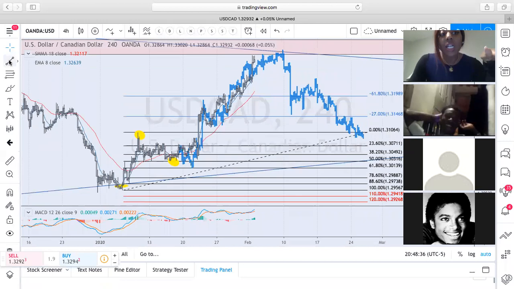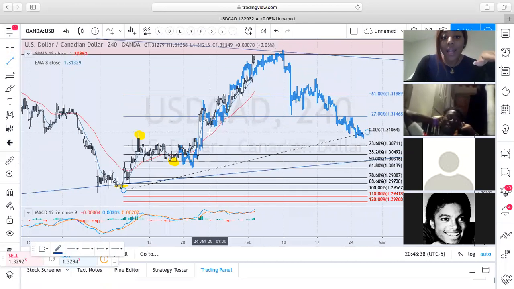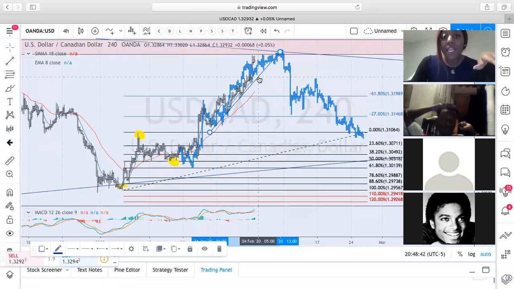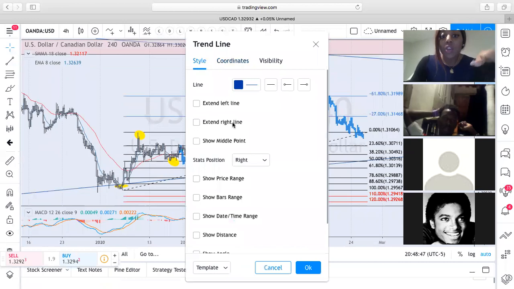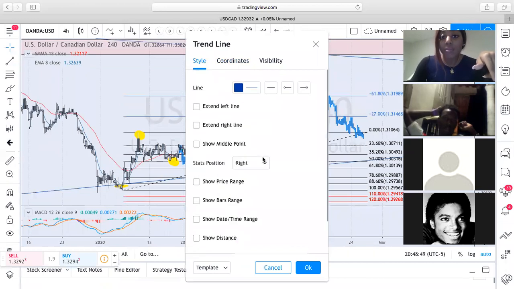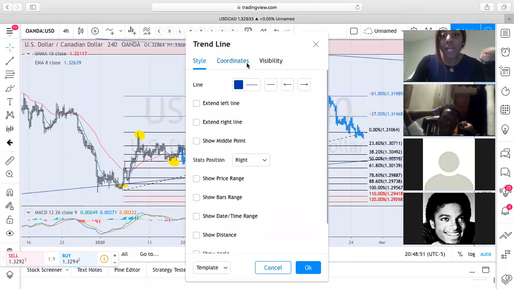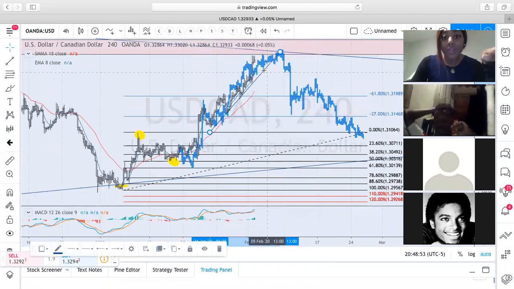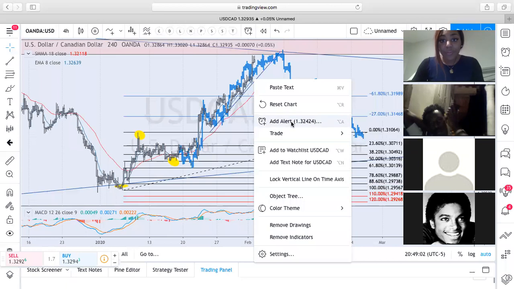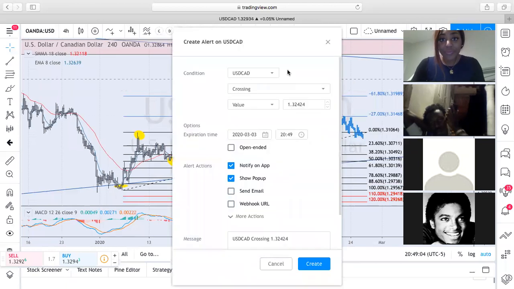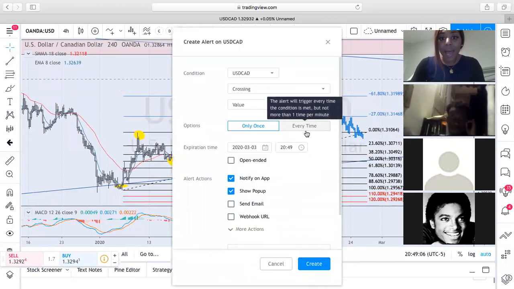You guys already know, I've already taught you from the standpoint of drawing that trend line and then setting your alert on that trend line. Once it breaks the trend line, you have the retest and then the drop. We talk about that all the time, right? What am I doing? I'll set this alert. Let me see. Right click.